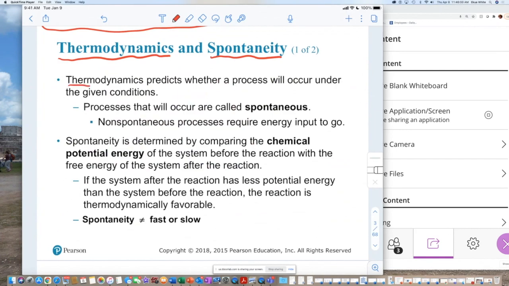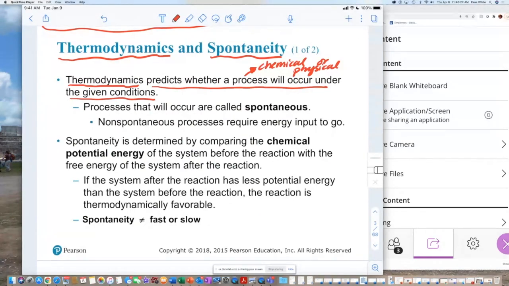We're told thermodynamics predicts whether a process will occur under a given condition. So we're looking at a chemical reaction, and the bottom line question we're trying to ask is, it may be a chemical reaction, it may be a physical transformation, whatever it is. When they discuss the process here, it could be either chemical or physical.